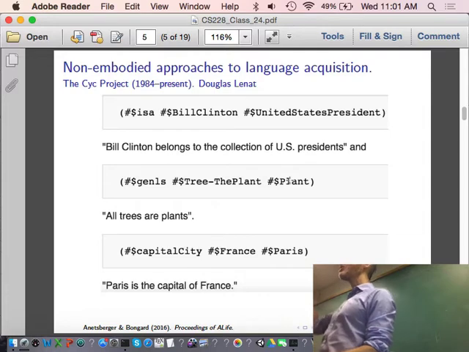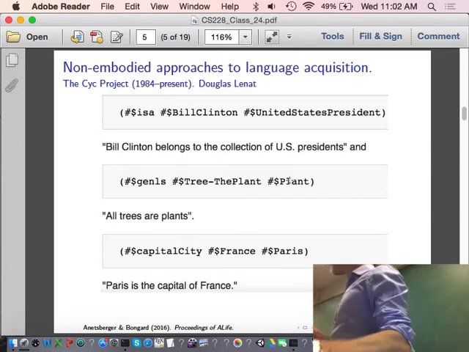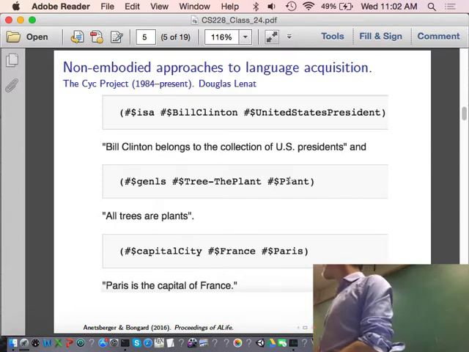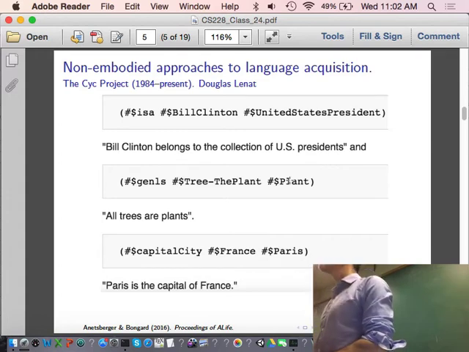So in the same way that I showed you the non-embodied and embodied approach to computer vision, let's talk about the non-embodied and embodied approach to teaching computers language. The non-embodied approach has been around since the 1970s. This is a particular project called the Psych project, which has been around since the 1980s. Psych for encyclopedia. And the basic idea here is give computers every piece of written text ever written by humans, and eventually computers will learn language in that way.